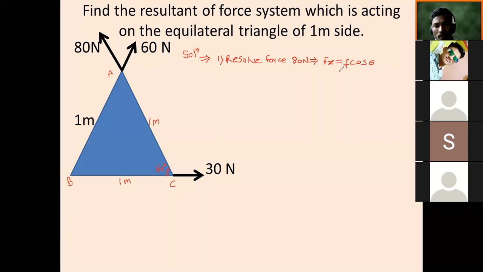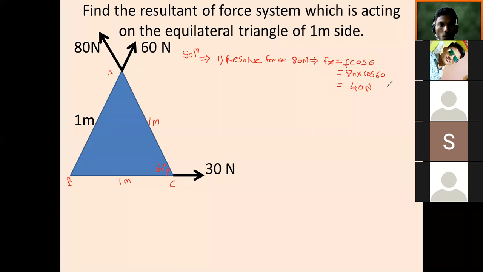Now what is the value of F? 80 Newton. So 80 into cos 60. Calculate now how much it will be. 80 into cos 60 is 40 Newton. Now, very important, the sign convention.